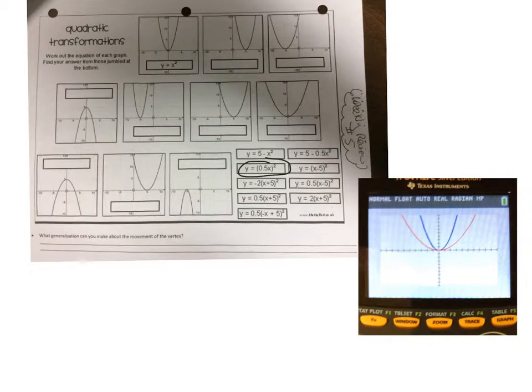You'll notice that it got wider. That's because it had a horizontal stretch. It made it look wider because we were multiplying it by a scale factor of 0.5 inside the parentheses. Notice that the vertex did not shift left or right or up or down, and so that's going to bring us to this one right here.